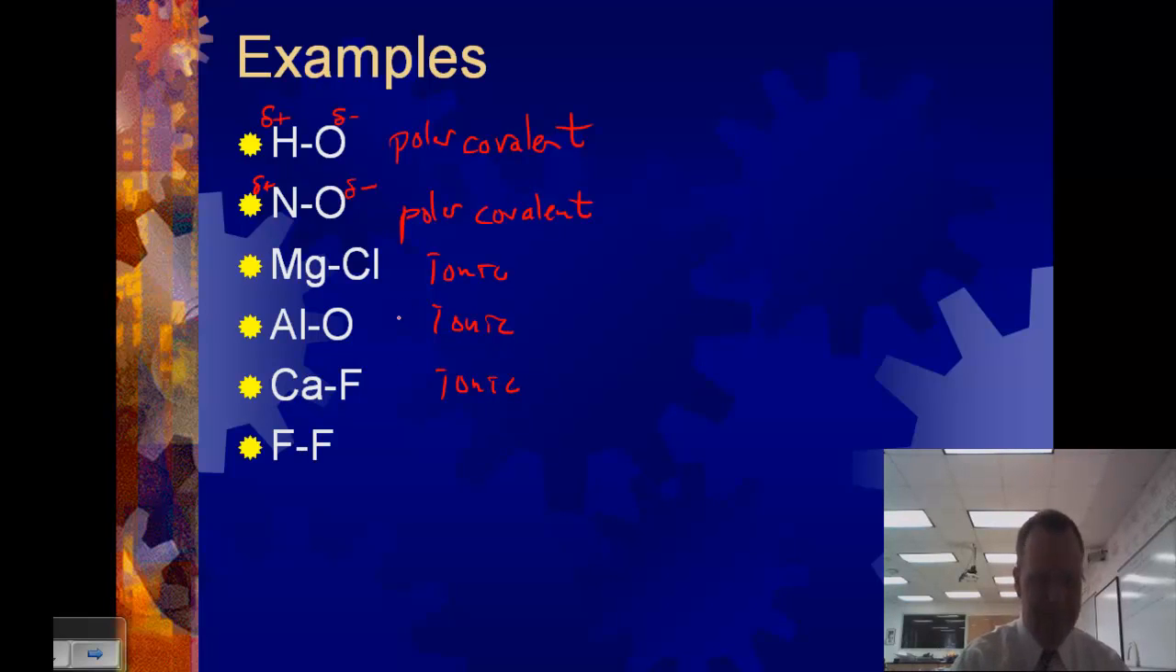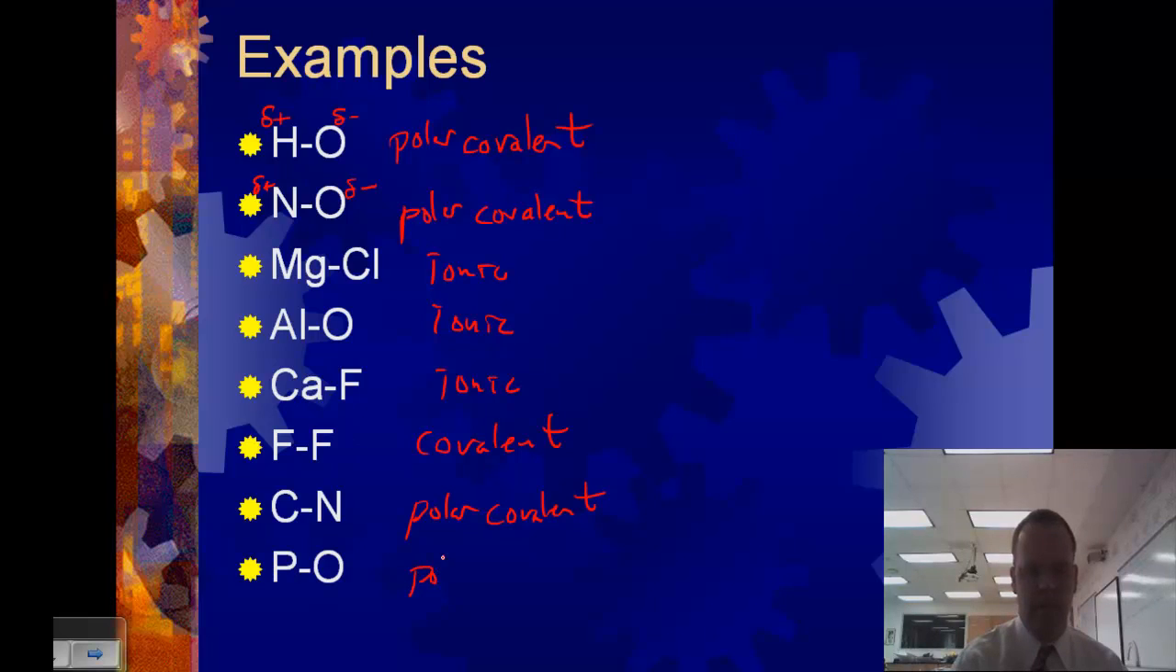Fluorine and fluorine, two of the same nonmetal, so this will be covalent. Carbon and nitrogen, two different nonmetals, polar covalent. Phosphorus and oxygen, once again, two different nonmetals, polar covalent. Carbon and hydrogen, two different nonmetals, polar covalent.